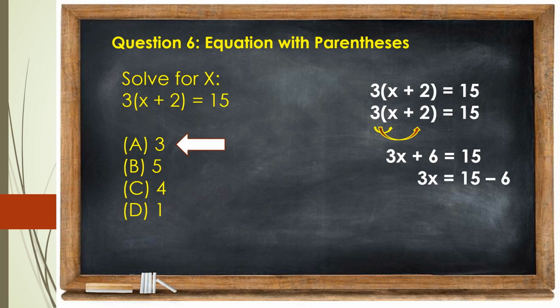Next, move the 6 over to the right side where it becomes a minus 6. That leaves us with 3x equals 15 minus 6, which simplifies to 3x equals 9. Finally, divide 9 by 3 and we get x equals 3. Option B is a common trap because students see 15 divided by 3 and guess 5 without distributing first. Letter A is correct.